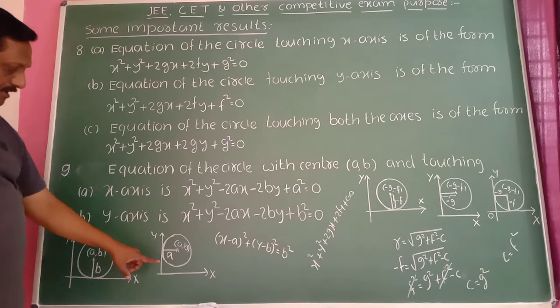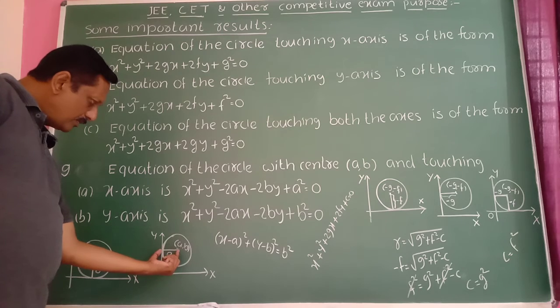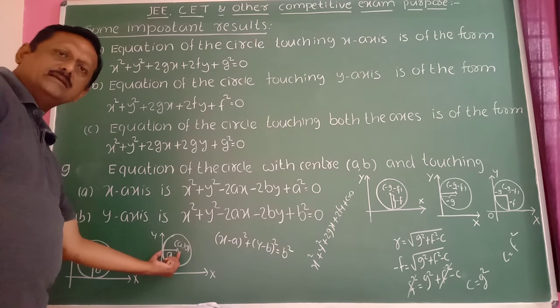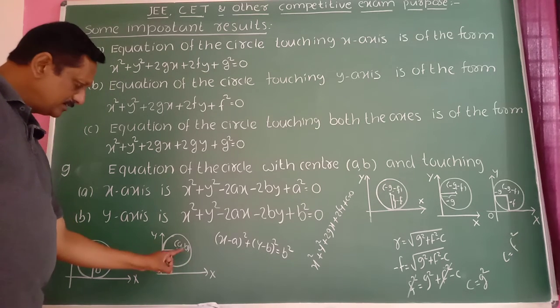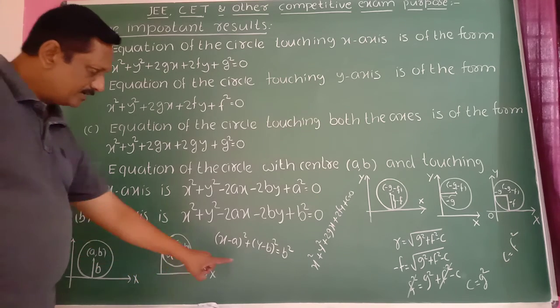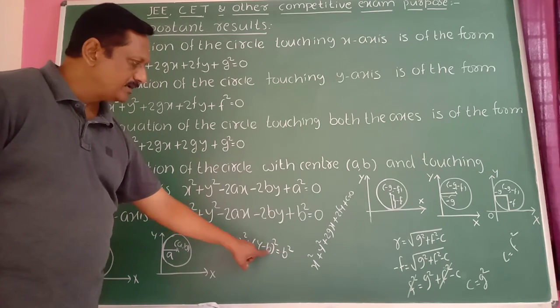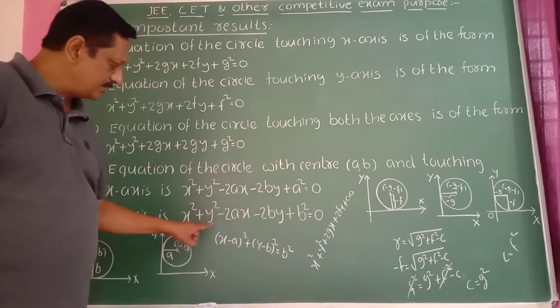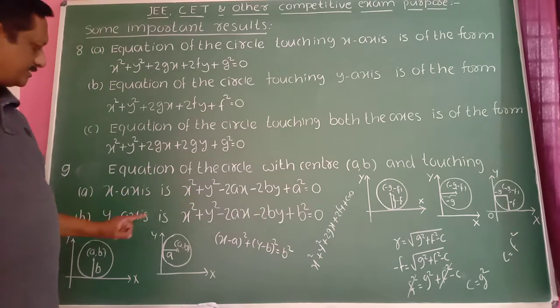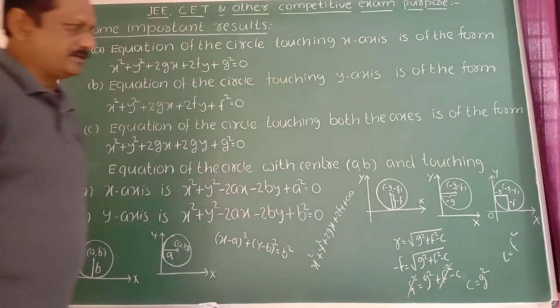Similarly, with the circle touching the y-axis here, the horizontal distance becomes the radius. Horizontal distance means x coordinate here. The x coordinate is a. Again here the RHS becomes a square and a square cancels, remaining term is b square here. Therefore this is the equation of the circle touching the y-axis whose center is a comma b here.